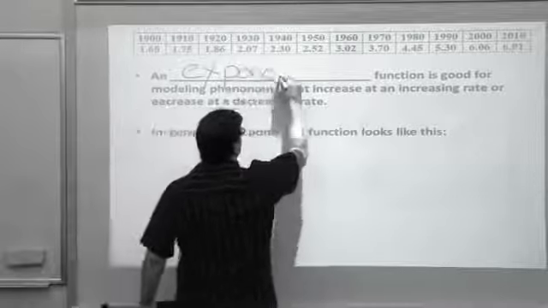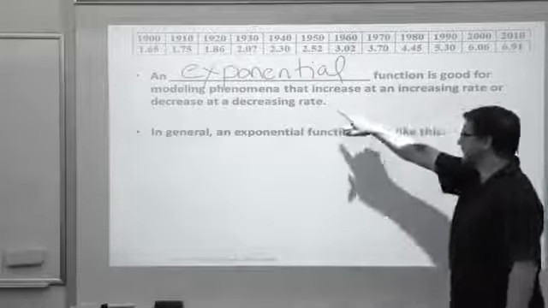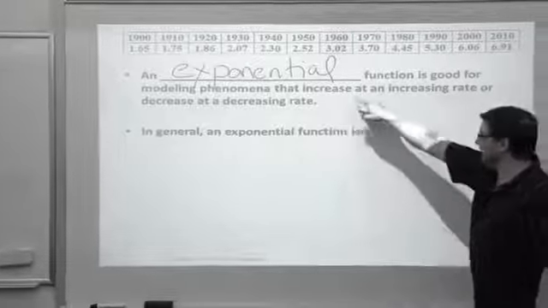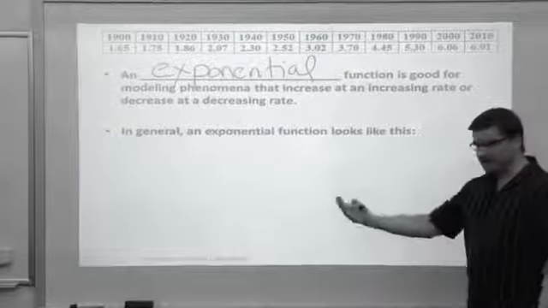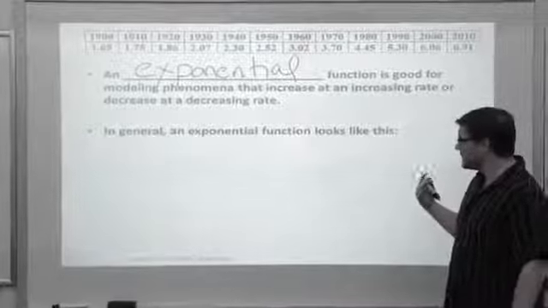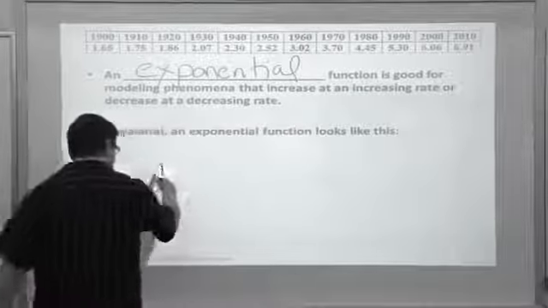An exponential function is good for modeling phenomena that either increase at an increasing rate or decrease at a decreasing rate. So things are either speeding up or slowing down as you move left to right across the page. Okay? In general, an exponential function looks like this.